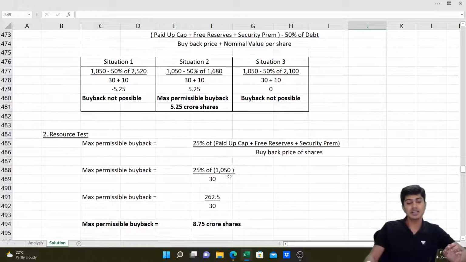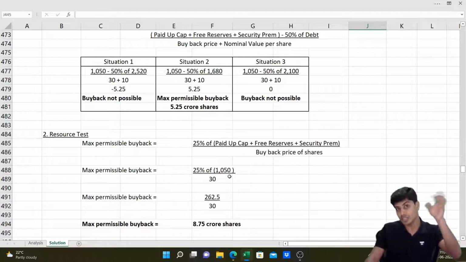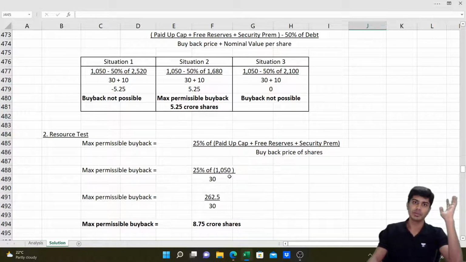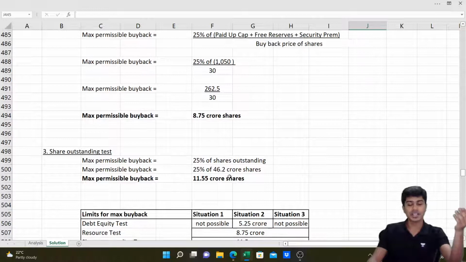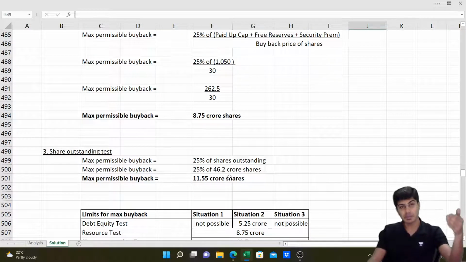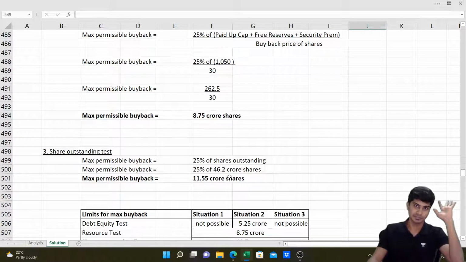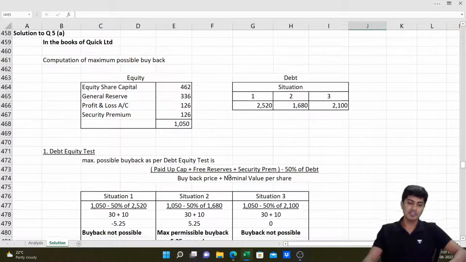Resource test says that the maximum permissible amount that can be used for the buyback should be max to max 25% of the paid up capital plus reserves plus security premium. You get this? And the last one, share outstanding test, says that maximum permissible buyback is limited to 25% of the shares outstanding in the company. Let's start with the first one.